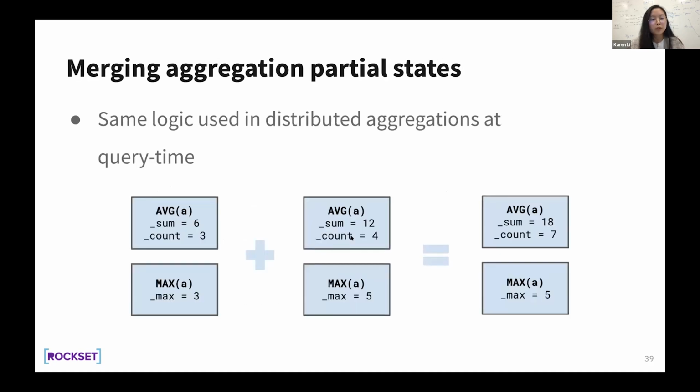So the logic that's used for merging aggregation partial states here is actually the same logic we use in distributed aggregations at query time. Going back to our average and max examples, for average, we take the sum of the sum and count fields independently to merge the partial states. And for max, we just take the max of the two input values to get the final merged state. So the logic for merging partial states for different aggregation functions will differ and needs to be defined independently.